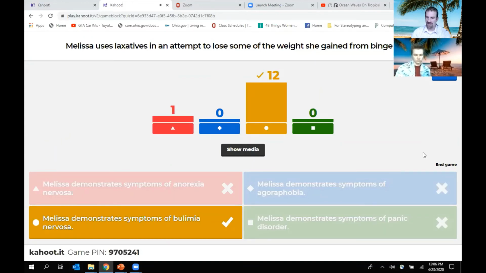Making sure that you understand the difference between anorexia nervosa, bulimia nervosa, and the different eating disorders and their different components. So this idea also of binge eating. Okay, so nicely done there. Make sure you pay close attention to these eating disorders and the differences between them. Okay, so good job.